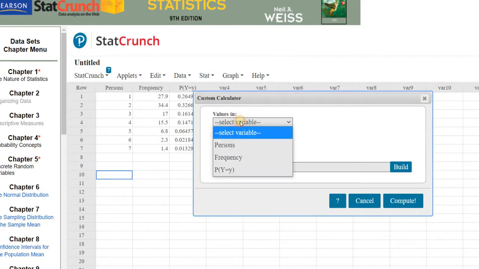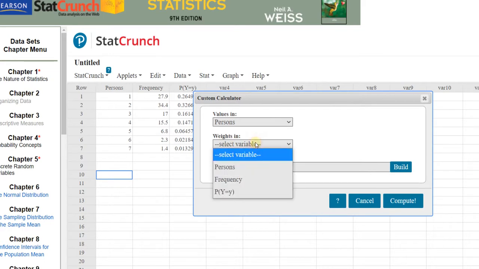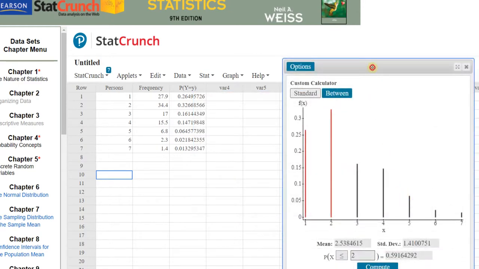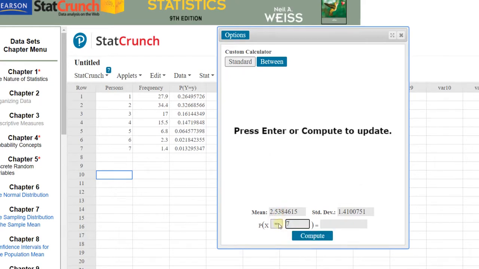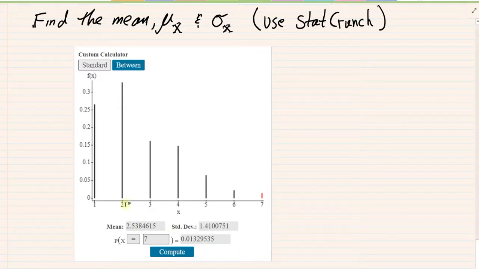And then the values are in the variable person. The probabilities or weights are in the probability column, compute, and there you go. This is what you get. That's the default. You can change these probabilities to whatever you like and get the probability of a different event. But the shape of the distribution is what we want actually. And there you go, that's the shape. And in this section, section 5.2, again, the two key components are the mean and deviation. And that's what I carried over to my notes.